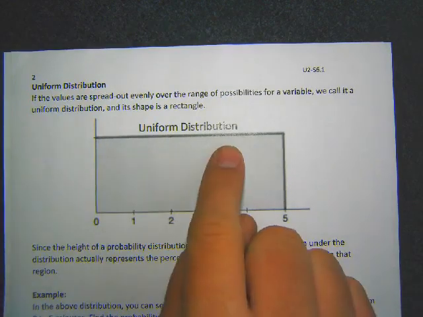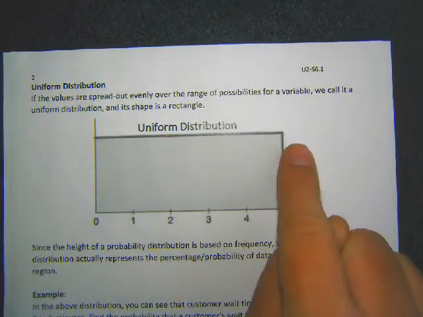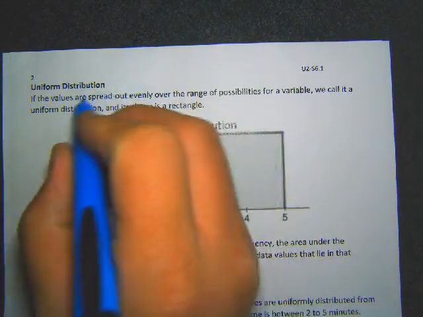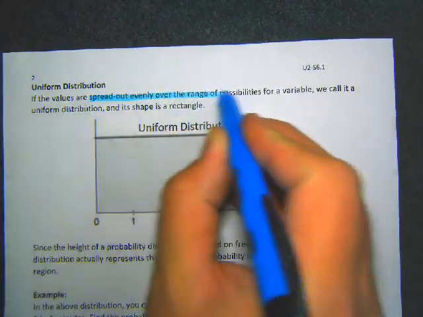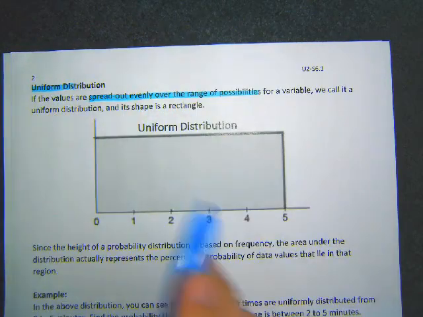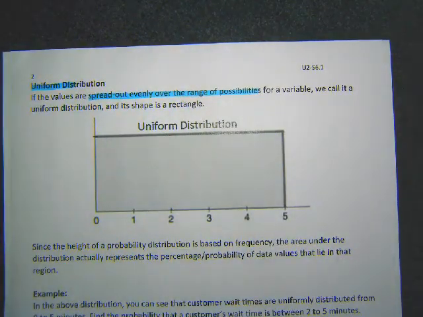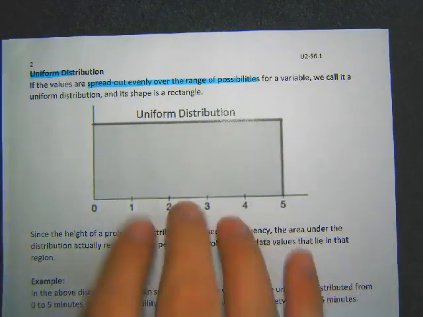Uniform distribution just means that the height is the same all the way across. So uniform is just spread out evenly over all the range of possibilities. That's going to be uniform. So you can see it's the same height all the way across. This one goes from values from 0 to 5. And its shape, yeah, it's a rectangle.